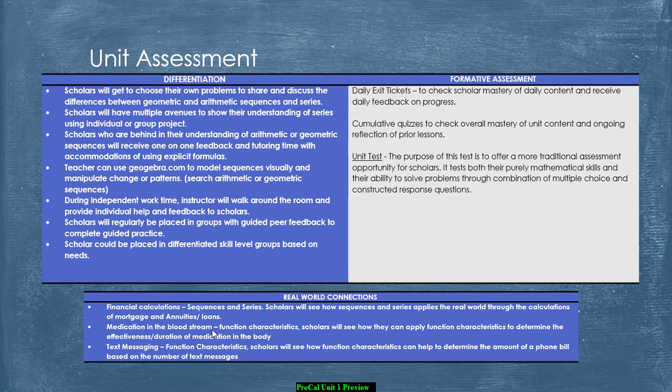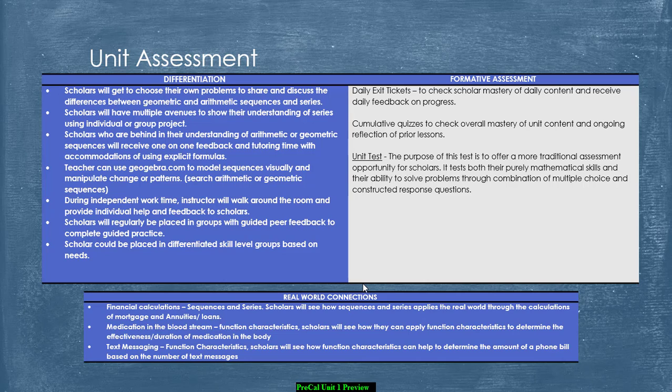A good website I've used for some differentiation is geogebra.com. You can look at modeling sequences visually. They have really good resources on looking and seeing the differences between arithmetic and geometric sequences in a more graphical manner. Make sure you're monitoring their progress and working with students on a daily basis to give them feedback on their understanding.